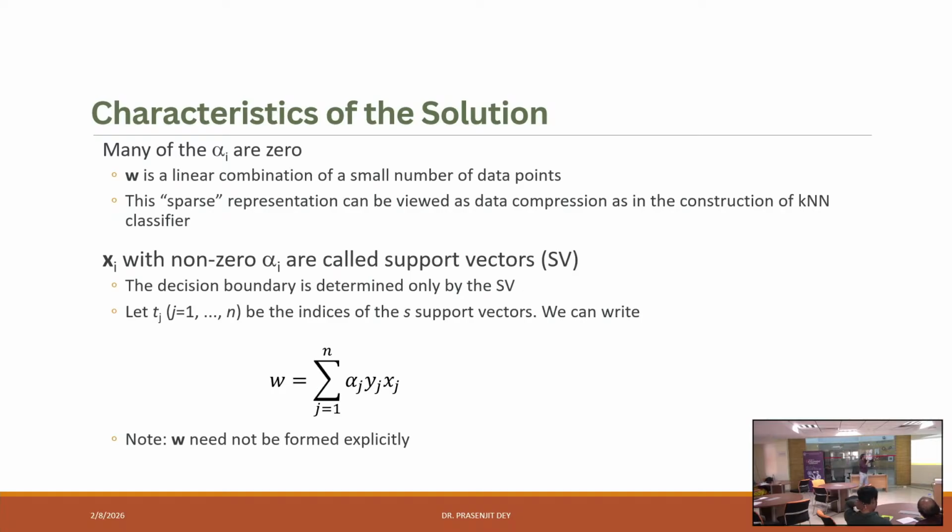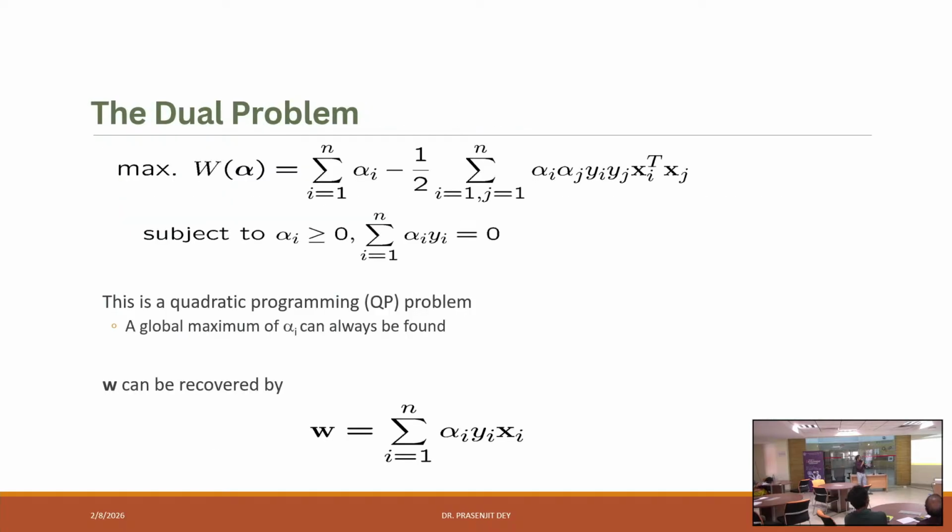Many of the alphas are 0. So W is a linear combination of a small number of data points. As you can see, there is no square term, no? So this is a linear combination of the data points, as simple as that. For those data points where alpha is 0, they are not contributing to W, and for those where alpha is non-zero, they are contributing to the value of W. W is a slope, so it is taking care of the orientation of the decision surface, which will always be influenced by the alpha I which are non-zero.